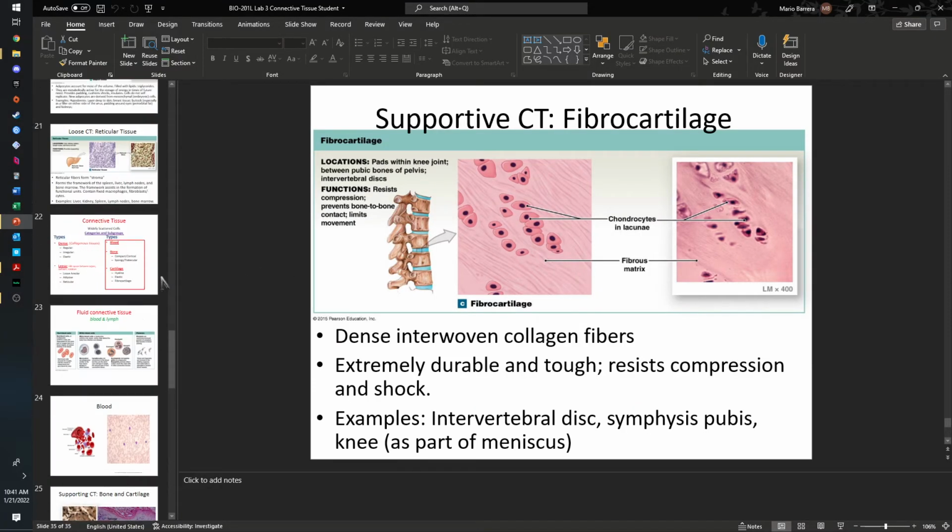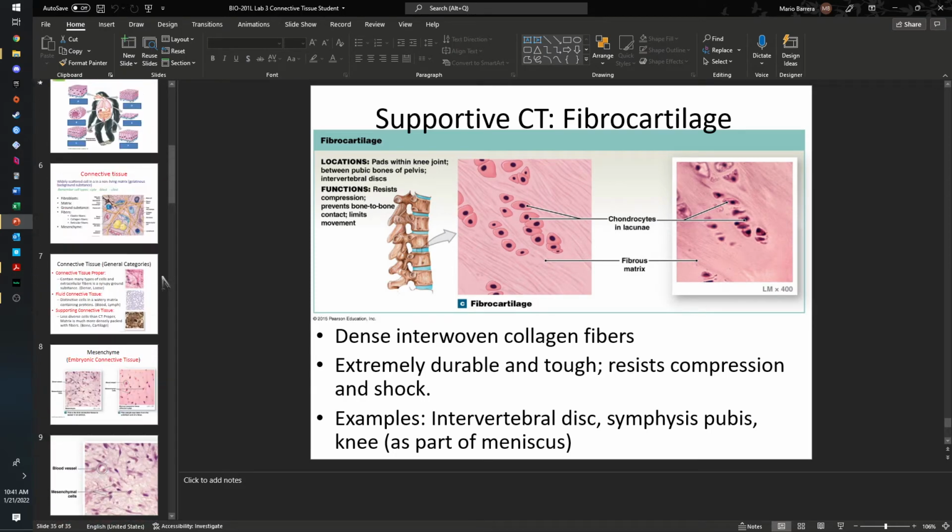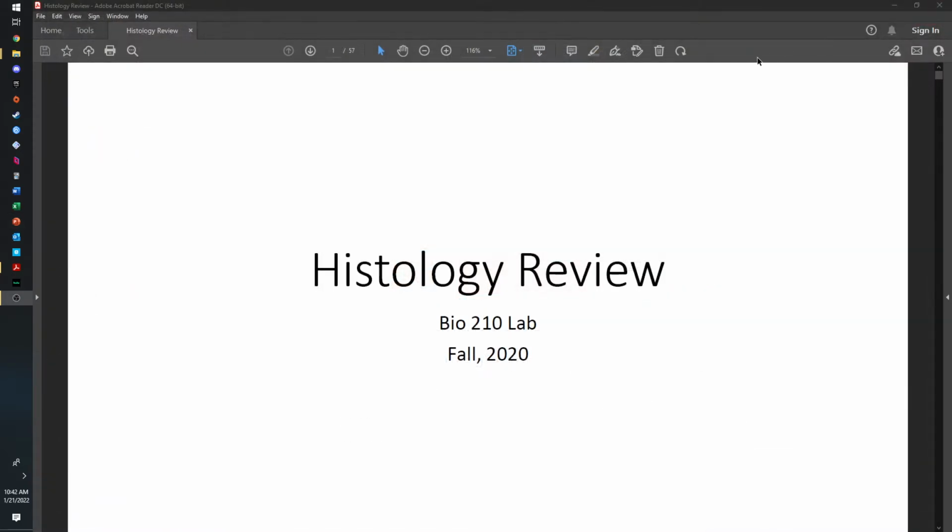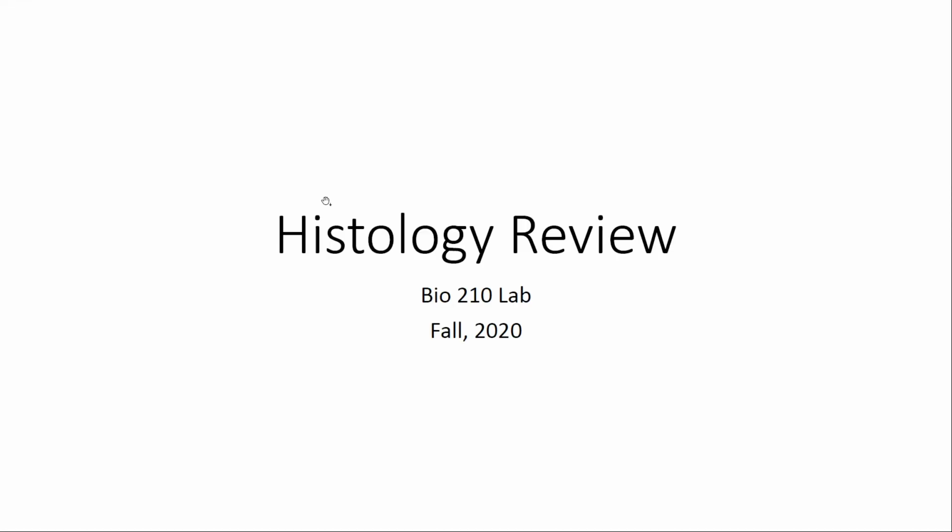All right, so that concludes the connective tissue slides. Now, what I want to do real quick is take a quick look over the histology review of the various aspects that we have. Let's see, Control L, perfect.